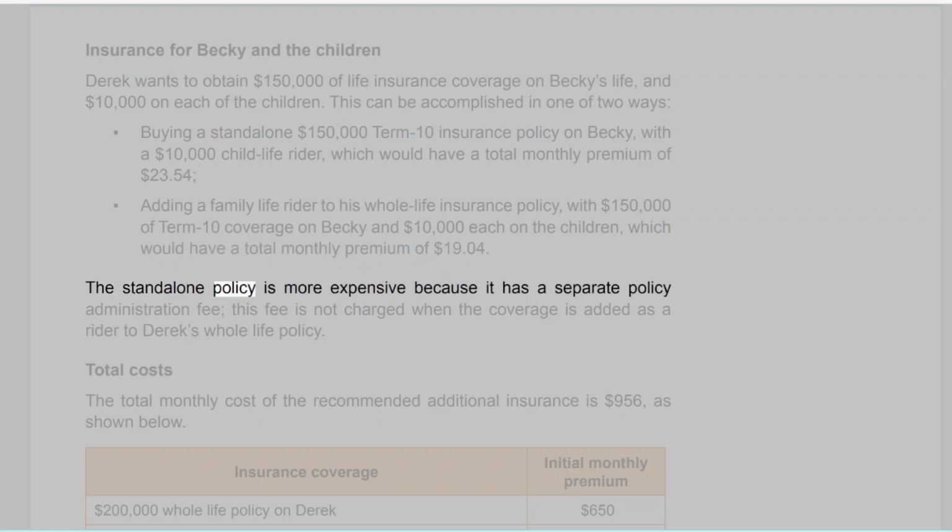The standalone policy is more expensive because it has a separate policy administration fee. This fee is not charged when the coverage is added as a rider to Derek's whole life policy. Total costs. The total monthly cost of the recommended additional insurance is $956, as shown below.